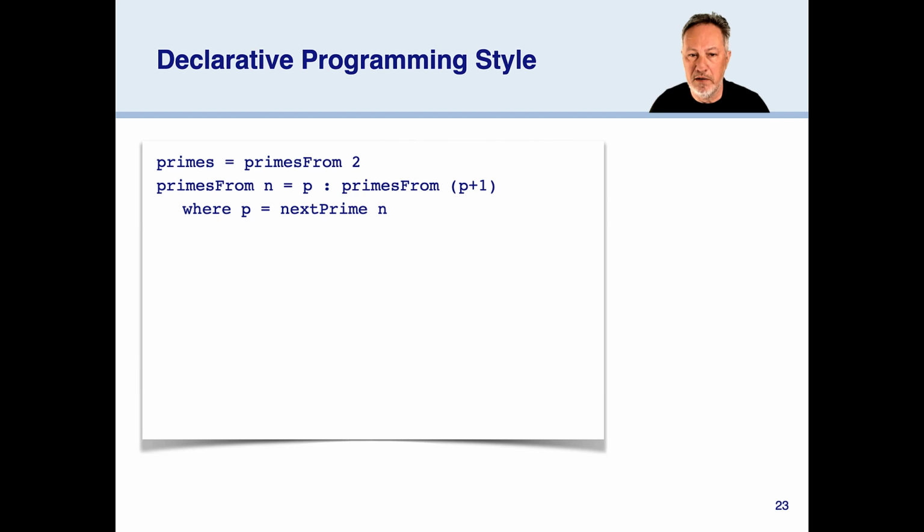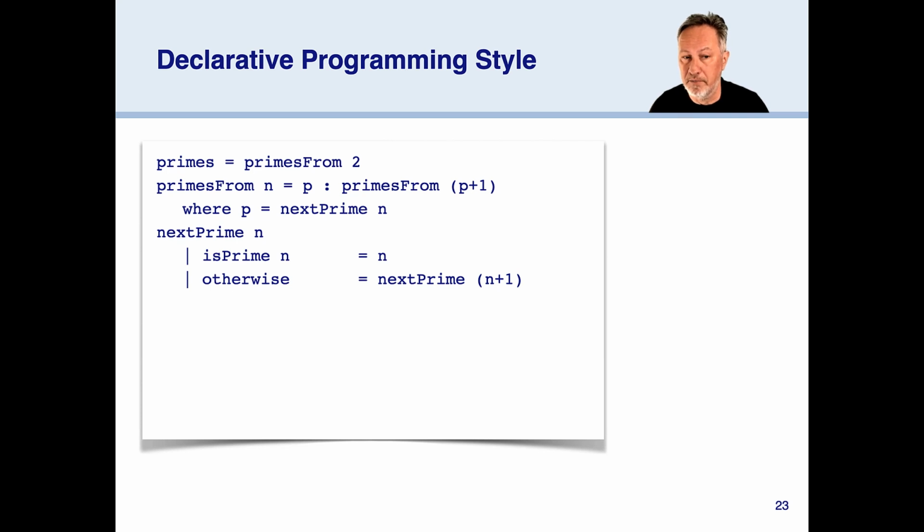Okay, we need the next prime function. What's the next prime function? Next prime n, what's that? That's going to be the next prime following n. So if n is prime, then we're done. Otherwise, we're going to look for the next prime starting from n plus 1. So now we need the is prime function. Well, we can solve that by pattern matching. 2 is prime. And n is prime if n is not divisible by any of the primes in the set called primes here. Where primes is the infinite list of all prime numbers.